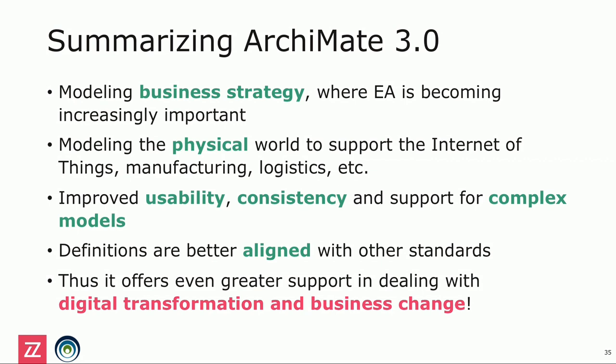So summarizing it, with ArchiMate 3, overall, the business strategy is very important, the physical world is very important, and there's improved usability, consistency, and support for complex models. One of the things I didn't mention is that it also lets you clearly label what layer something is a part of, because some of the symbols are the same on each layer. And that was another important thing. And the definitions also are just better aligned with other standards. We did some work aligning it with TOGAF, for instance, as part of the Harmony project a few years ago now. And so it offers even greater support in dealing with digital transformation and business change.